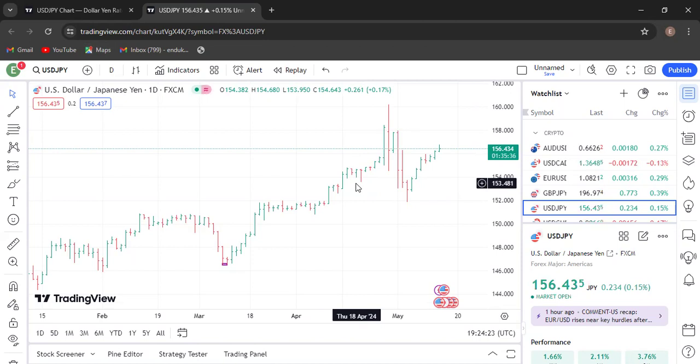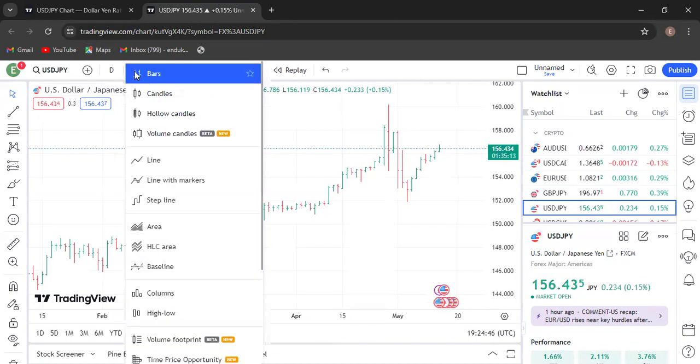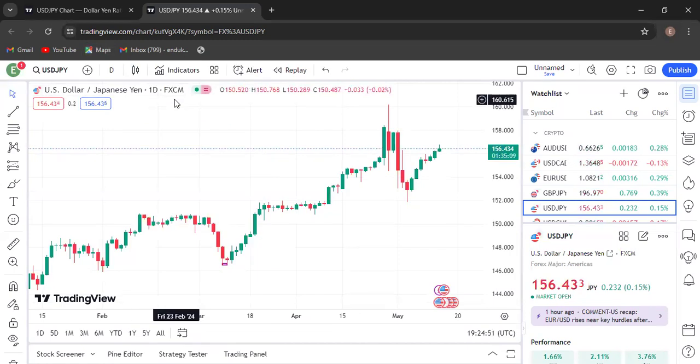The reason why the candlestick chart is used a lot is that candlestick gives more information, unlike the bar chart or the line chart. Candlestick gives more information. That's just why the candlestick is used mostly. So I'm going back to candlestick right now. Candle. So I'm back to candle.